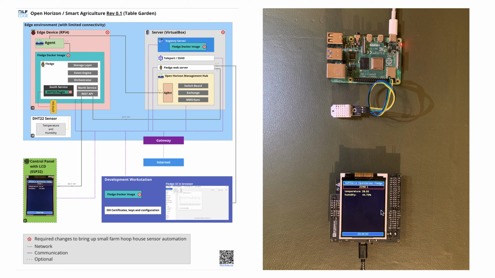So here is how it looks. Here's the additional LCD control panel. I used it only for display purposes to show this REST API data retrieval directly from the Fledge service.